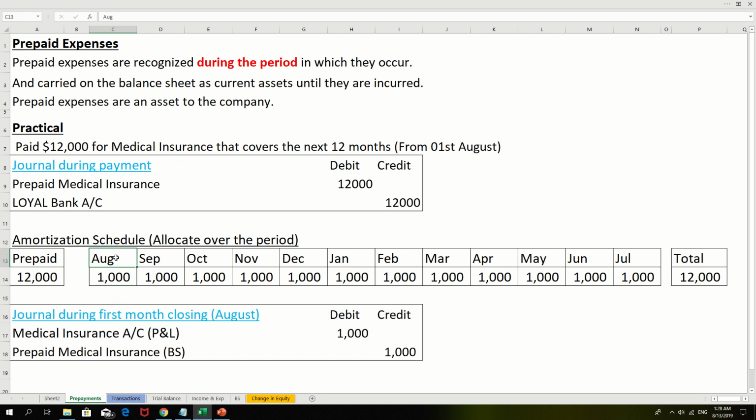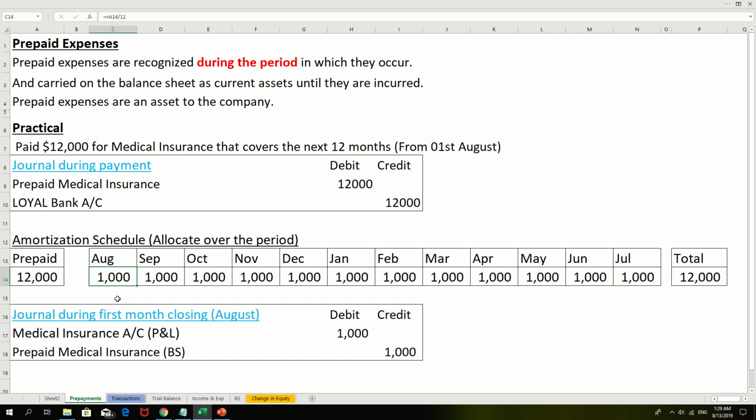So at the end of August, on 31st of August or 30th of August, we have to book this 1,000 into the P&L, profit and loss account of the company. So what will be the entry? This is an expense. 1,000 is a medical insurance expense for the company. So we have to book the concerned expense.